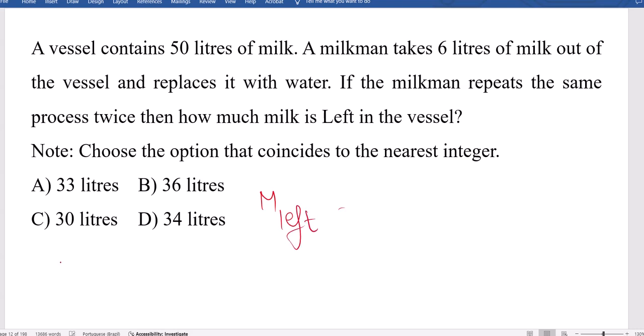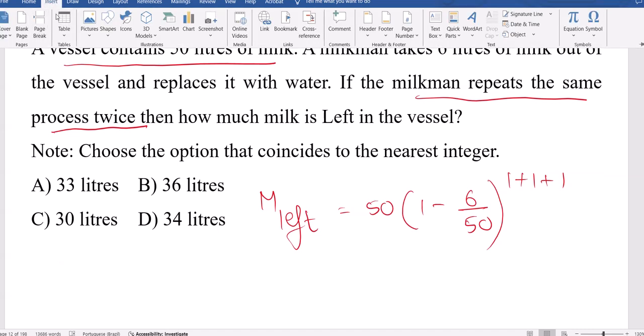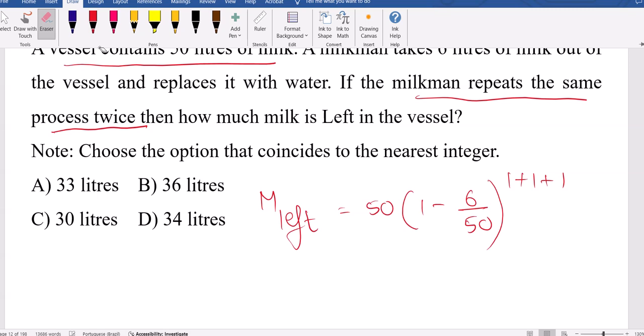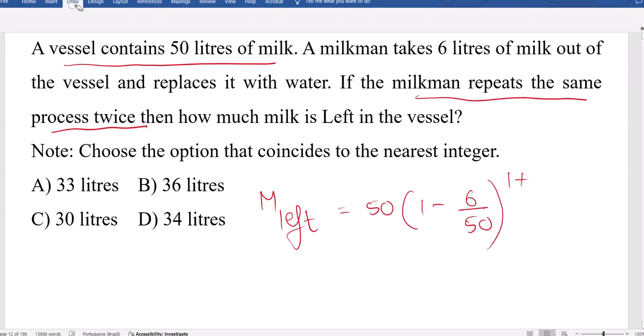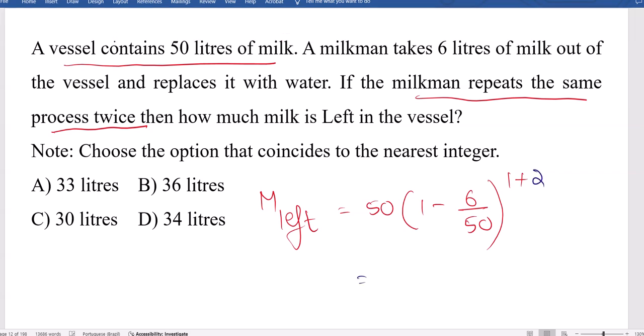So, milk left: initially how much milk is there? 50. You are removing 6 liters out of 50 the first time. Next also you are doing it, because they said to repeat the process twice. So totally you have to do it 3 times. I'll write it directly: 2 more times. So total 3 times.